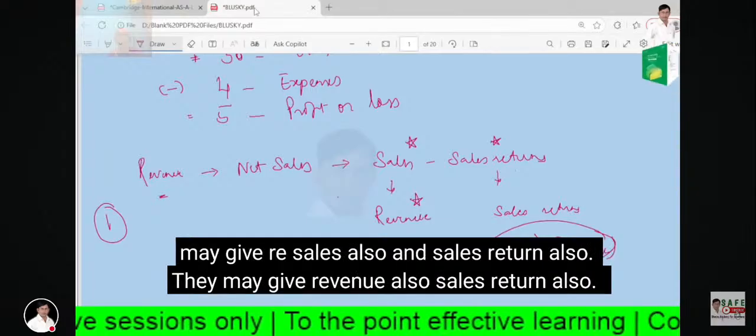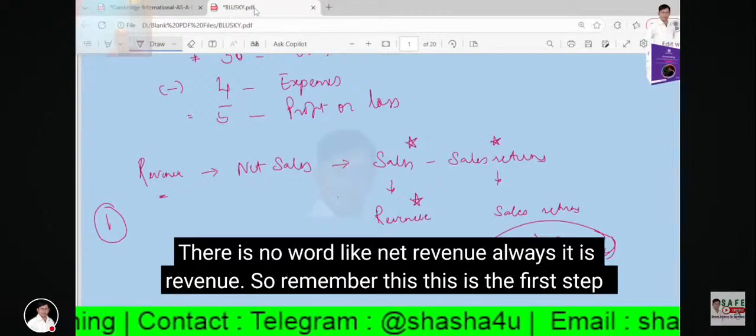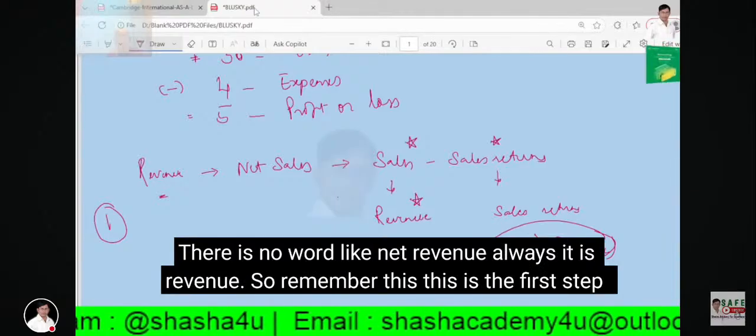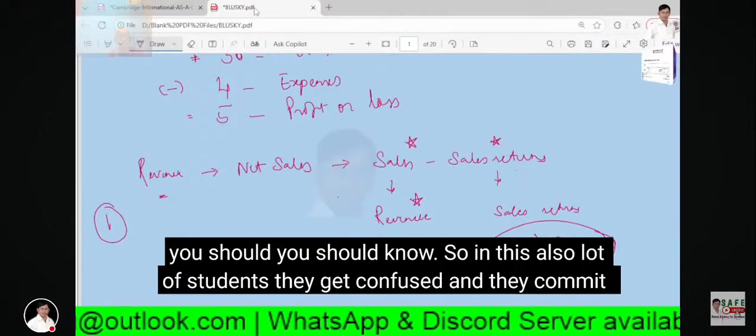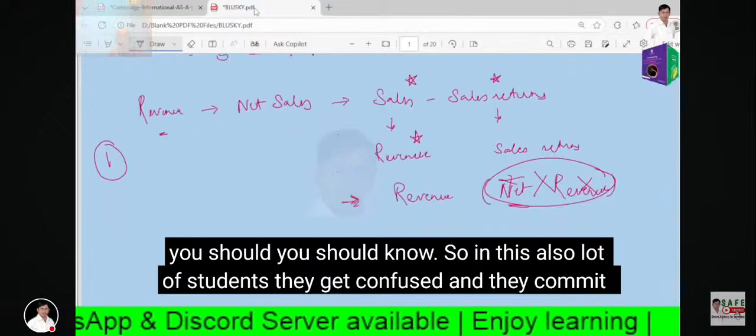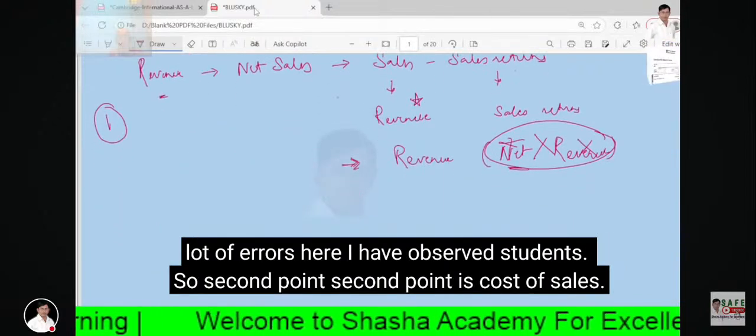So they may give sales and sales return, or they may give revenue and sales return. There is no word like net revenue. Always it is revenue, so remember this. This is the first step we should know. In this, a lot of students get confused and commit a lot of errors. I have observed this.